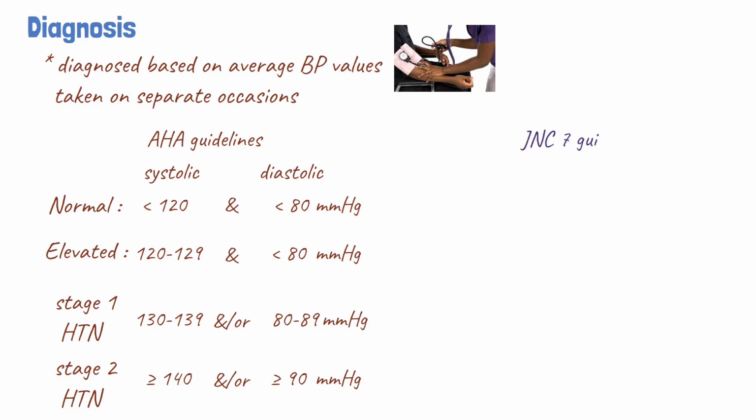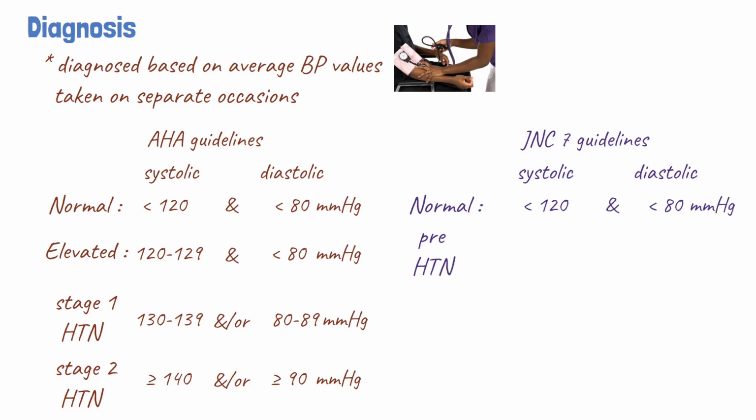While the JNC7 or 7th report of the Joint National Committee on Prevention, Detection, Evaluation and Treatment of High Blood Pressure classified blood pressure into the following categories: normal blood pressure, when the systolic blood pressure is less than 120 mmHg and the diastolic blood pressure is less than 80 mmHg. Pre-hypertension, when the systolic blood pressure is between 120 to 139 mmHg, and or a diastolic blood pressure between 80 to 89 mmHg.